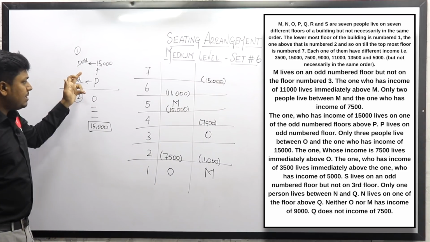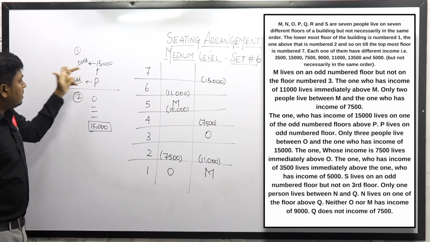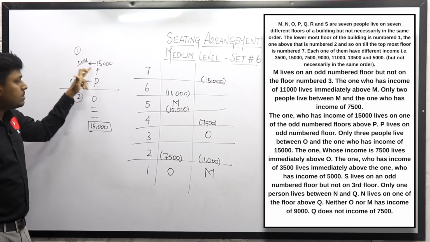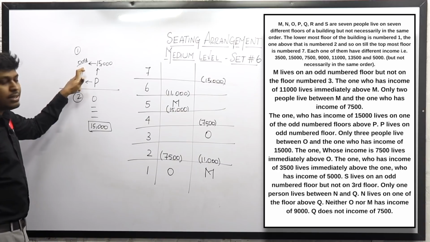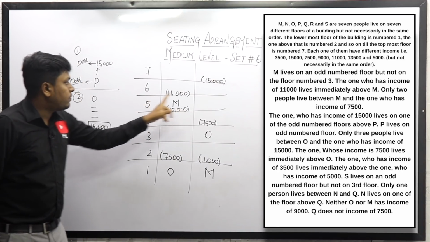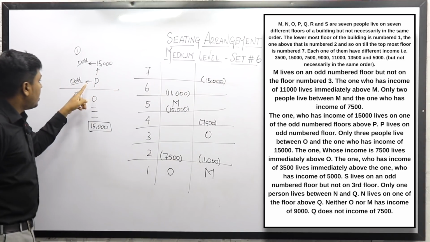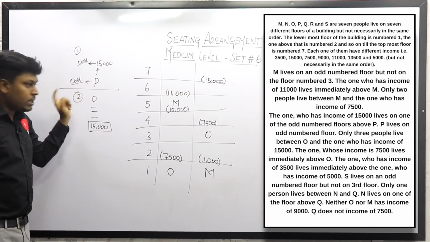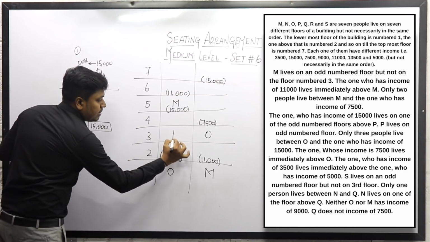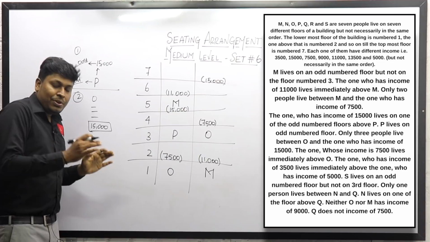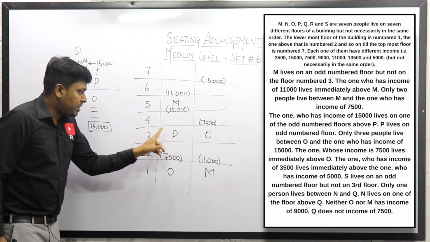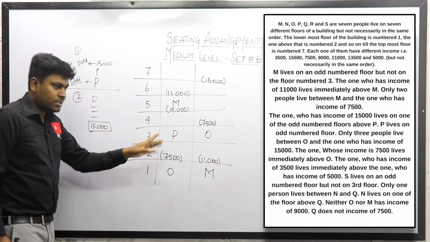And also just see here, we know that above P the person whose salary is 15,000 is sitting, and also the person who is getting 15,000 salary should be on the odd number floor. So here 15,000 odd number floor, here 15,000 odd number floor, and the person P should be placed on an odd number floor, right? So only one chance that I can place P here in this possible diagram, because we know that above P the person who is getting 15,000 salary, and also P should be placed on an odd number floor. So I did it.